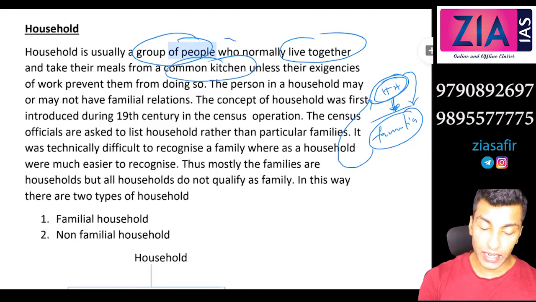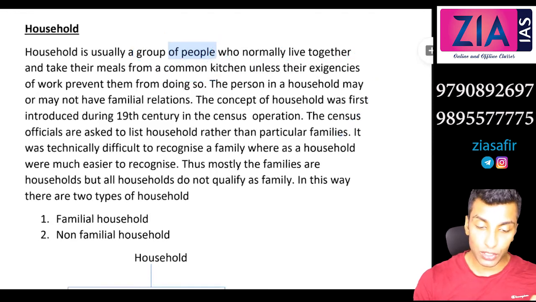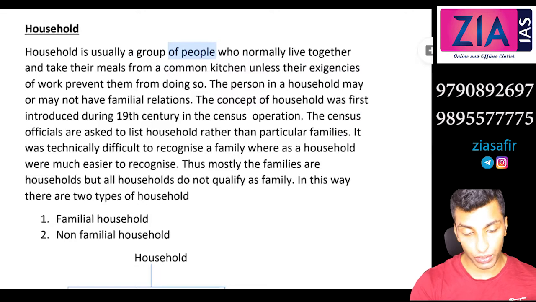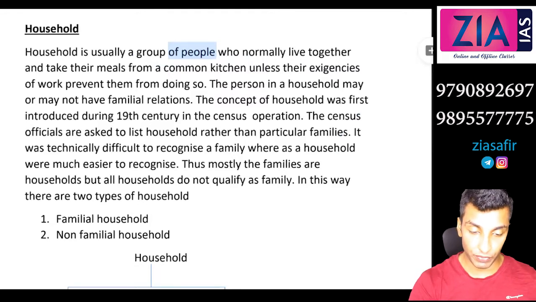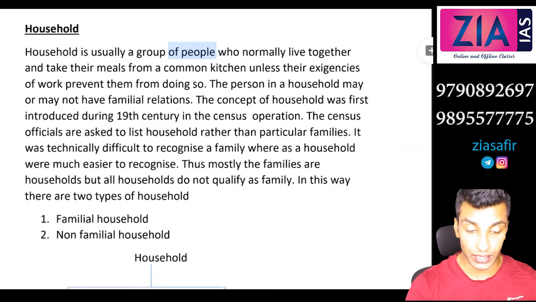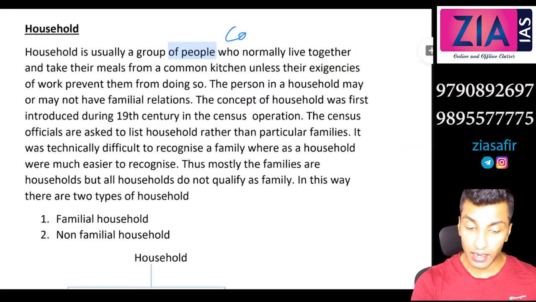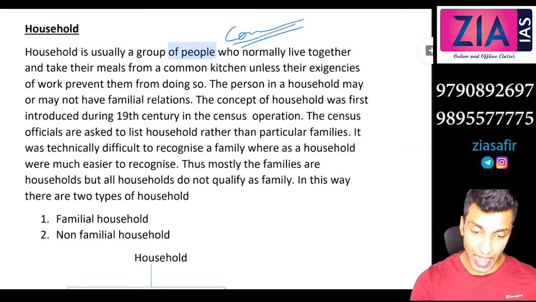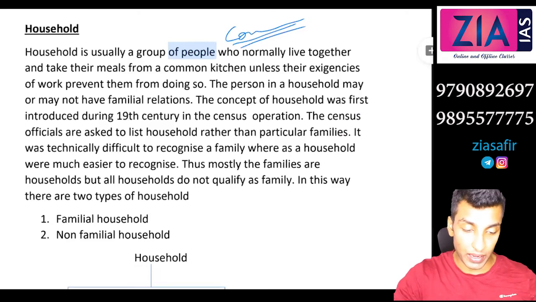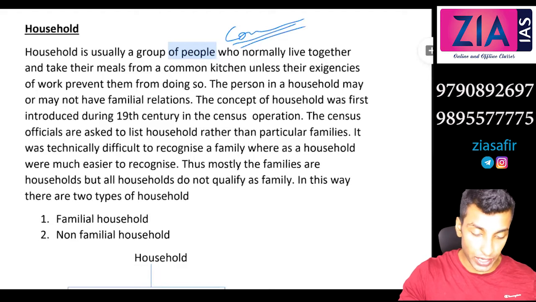Household means there is no need of relations. There is no need of blood relation. There is no need of affinal relation. Affinal relation means the husband and wife relation, the marriage relation. Blood relation, you will see later, is consanguineal relation. So consanguineal is blood relation, affinal is marriage relation, or adoption. Some kind of relation is required when it comes to family, but in the case of household, that's not required.